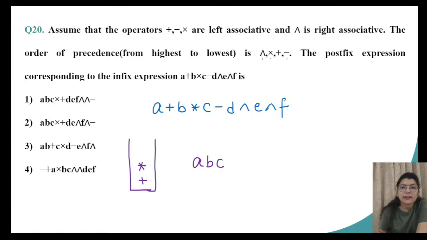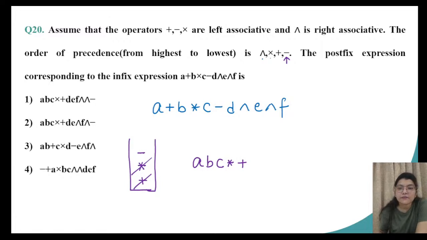Then we have minus, subtraction. If you see subtraction according to the order of precedence, subtraction is the lowest one, right? So this means that subtraction cannot come above multiplication. So first we will pop this multiplication, it will be given here. And then plus, generally plus and minus are of same preference, but here they have given us clearly that plus is of higher precedence as compared to minus. So plus will also be popped first and then we will insert minus.